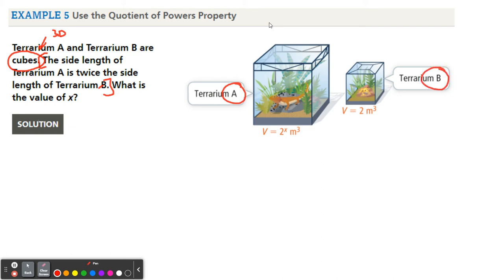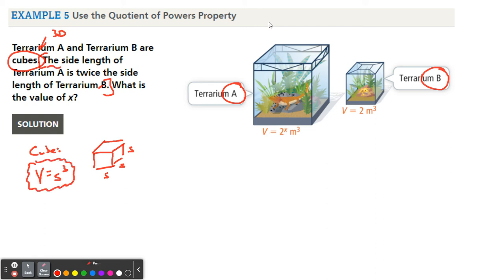Let's talk about cubes for a second. So in a cube, you have this shape, right? The sides are all the same, so to find the volume of a cube, you just take the side and you cube it, because it's side times side times side. So this is important.